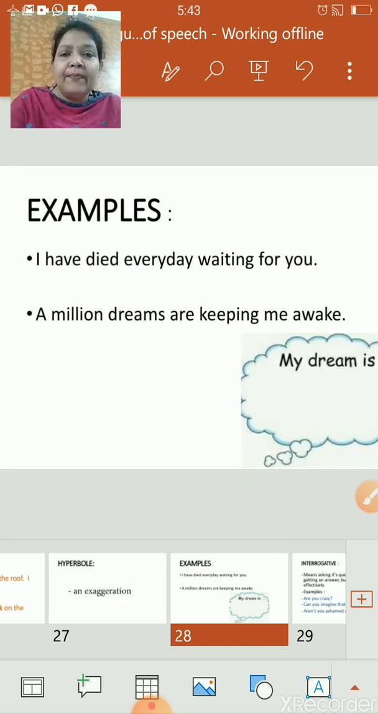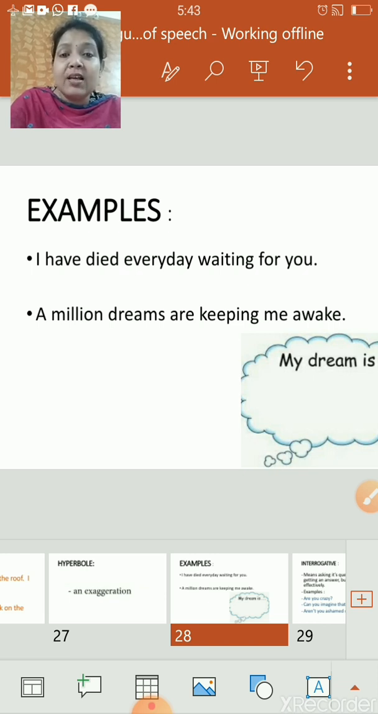Okay, now look here. I have died every day waiting for you. Now, this sentence says that I keep on waiting for you every day, and I kept on dying every day. Of course, which is not possible. So yes, this kind of over exaggeration is called nothing but hyperbole.